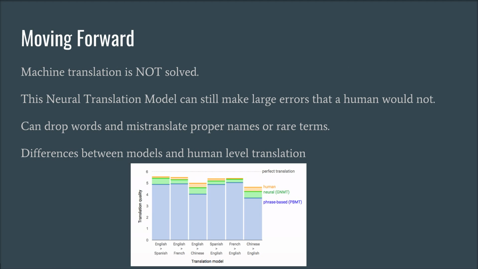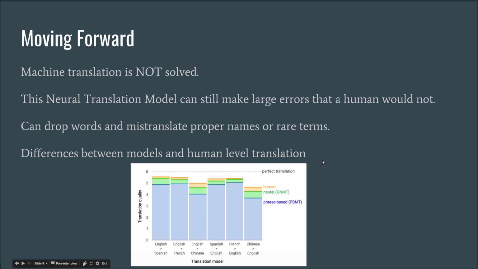So moving forward, machine translation is not solved. That's a pretty big one, and this model can still make large errors that humans wouldn't. It can drop words or mistranslate proper names or rare terms. So the main thing to focus on is the difference between the models and human level translation.